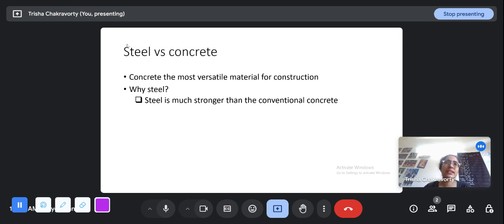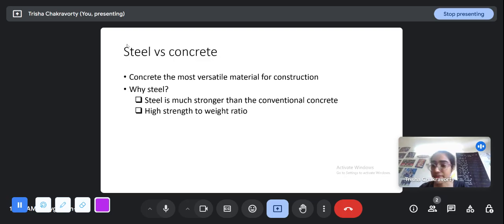By stronger, we mean the yield and ultimate stresses are higher than that of concrete, and especially in tension, concrete has practically no strength in tension. So even in concrete structures, we need steel reinforcement to take the tension. Concrete is good in compression, but steel is much better even in compression. High strength to weight ratio. So to generate the same amount of strength, steel structures are lightweight, so they can be used in specialized applications like tall towers, bridges, and so on.